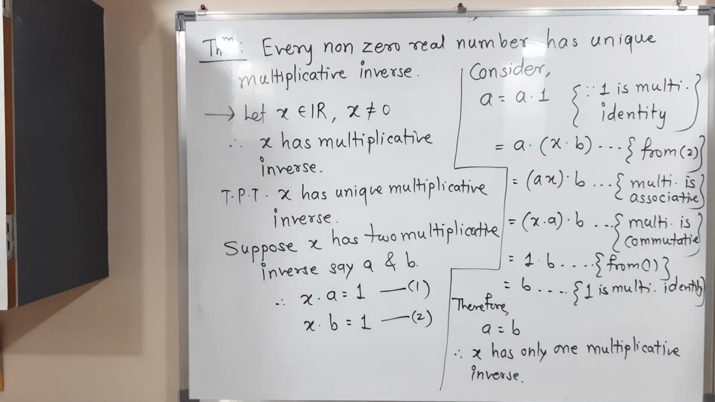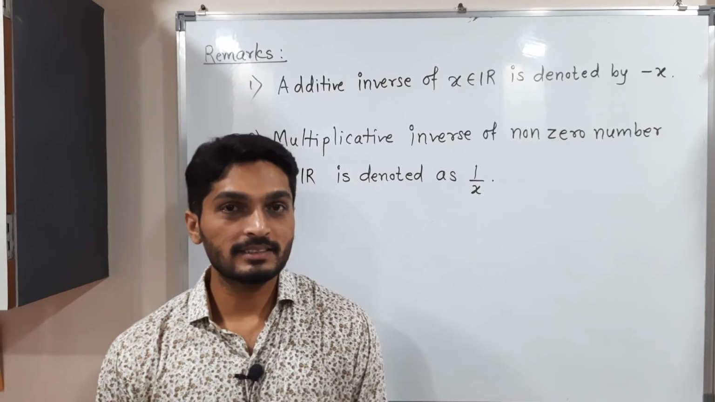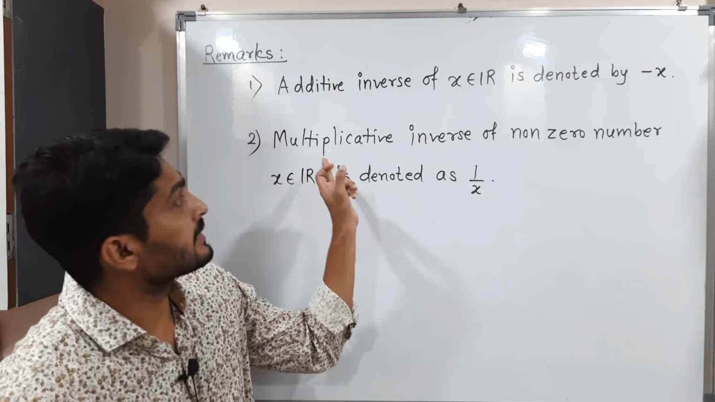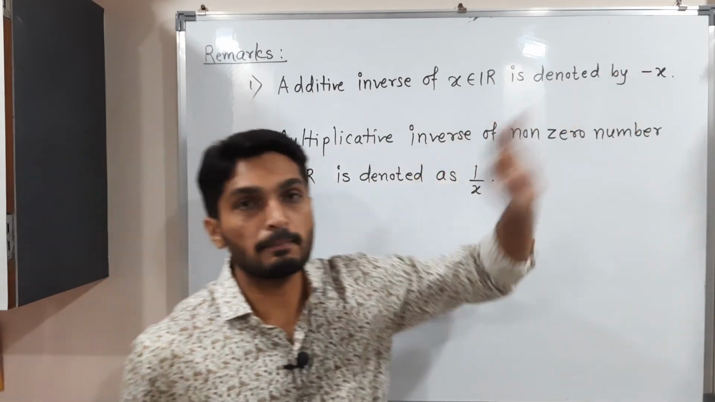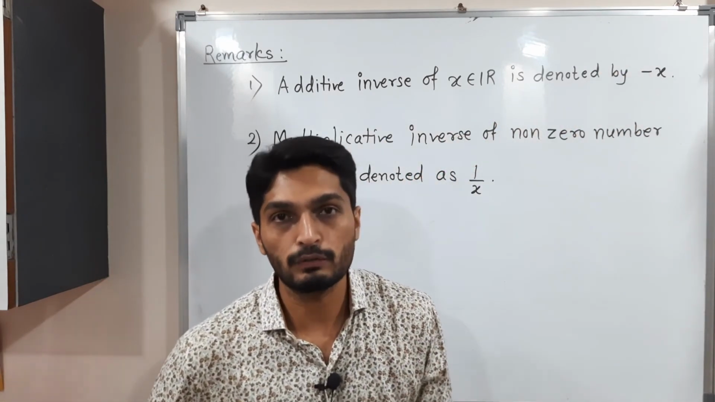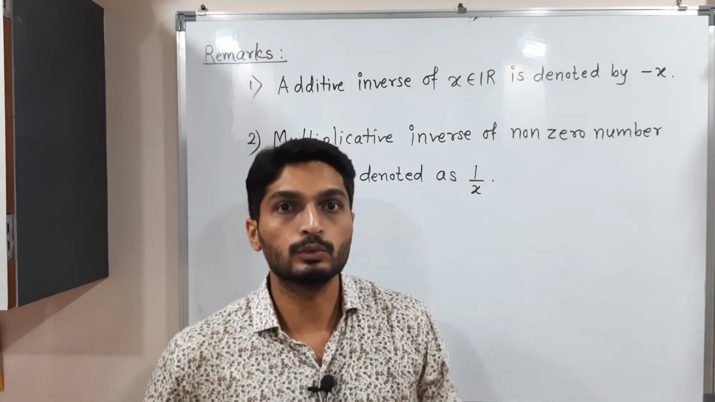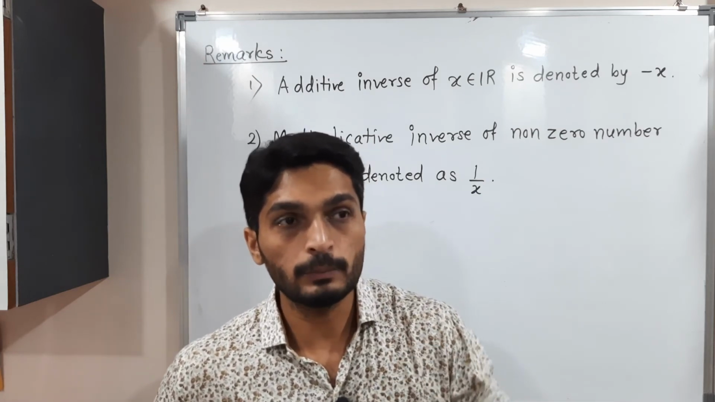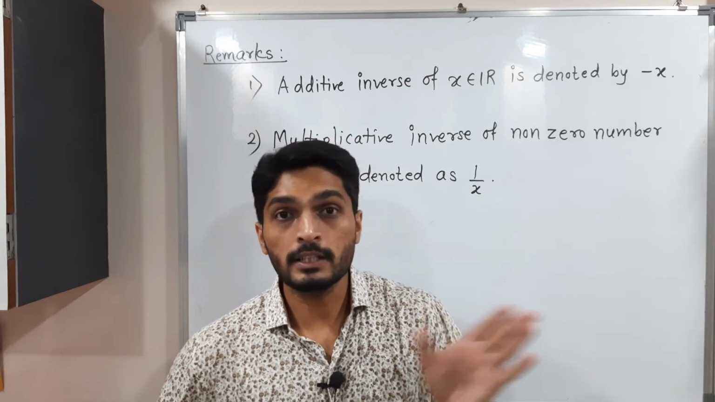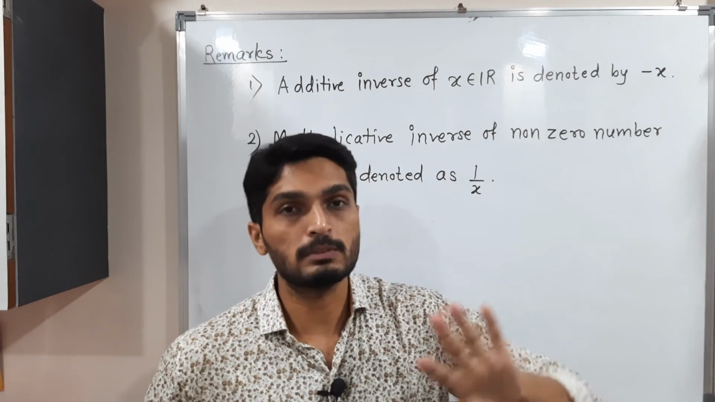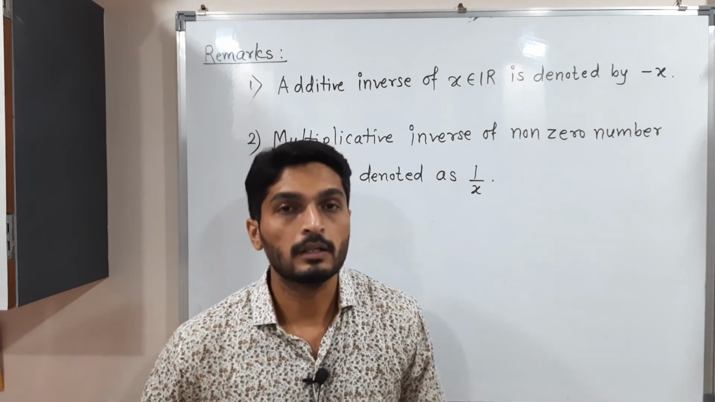Okay, let us discuss these two simple remarks. Okay, see, additive inverse of x is denoted as minus x. This is standard symbol we use. What is additive inverse of 2? Minus 2. What is additive inverse of 5? Minus 5. What is additive inverse of minus 5? That is also minus of minus 5. That means again 5. Getting?